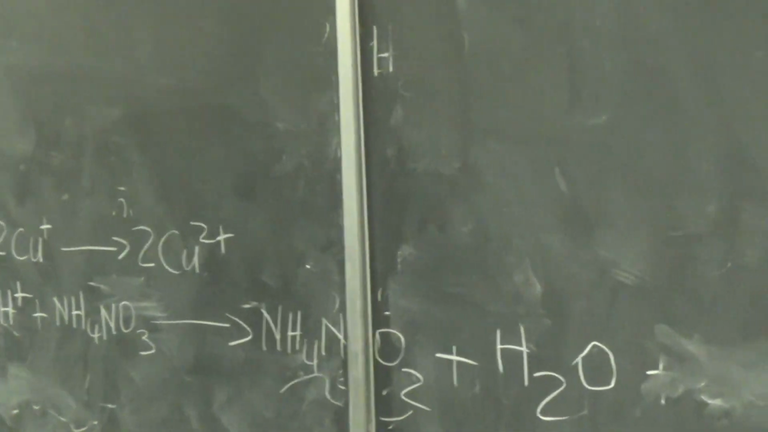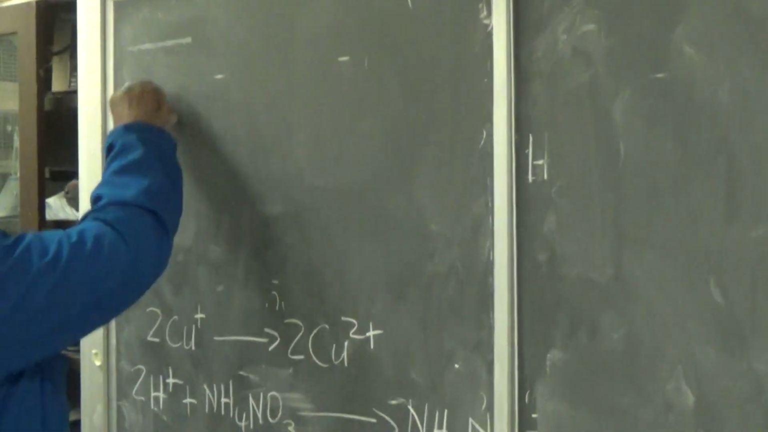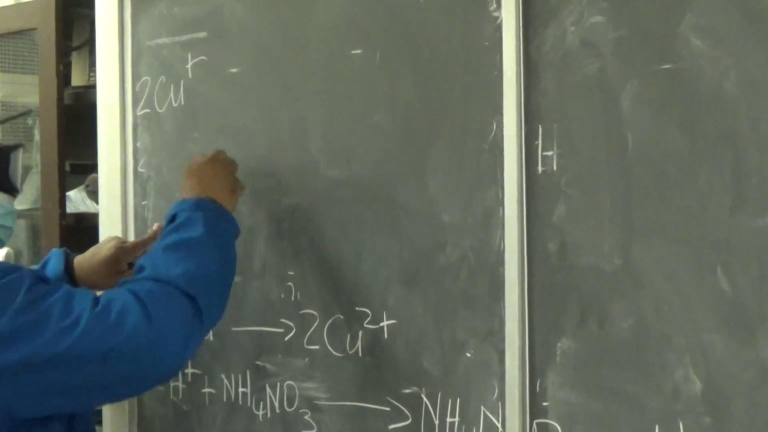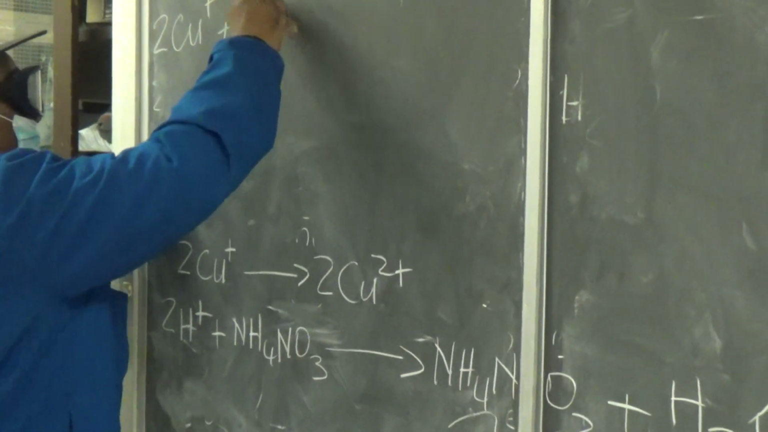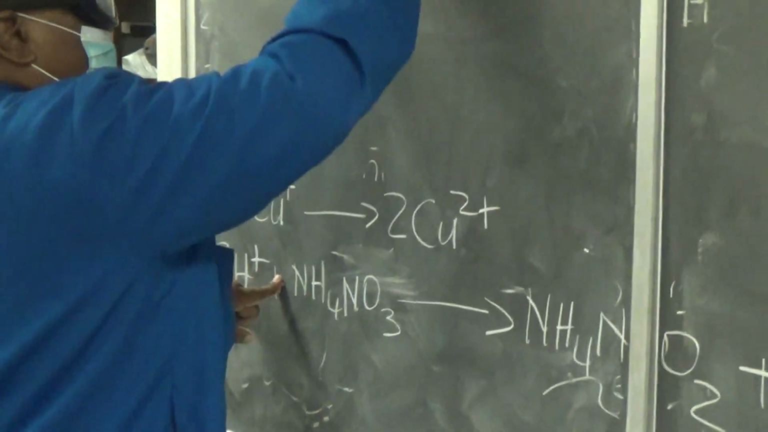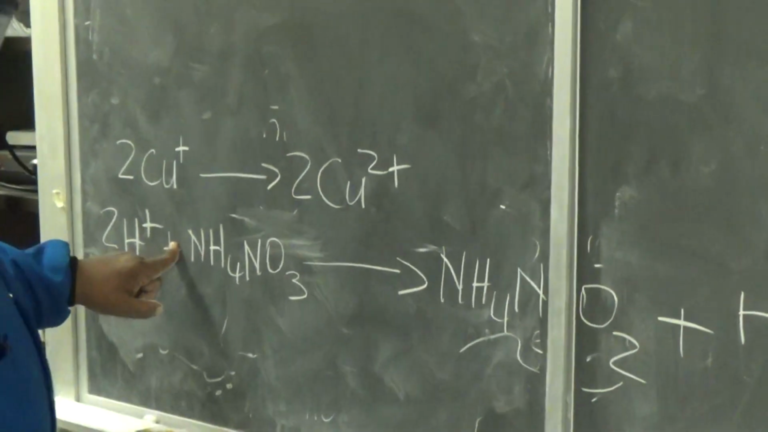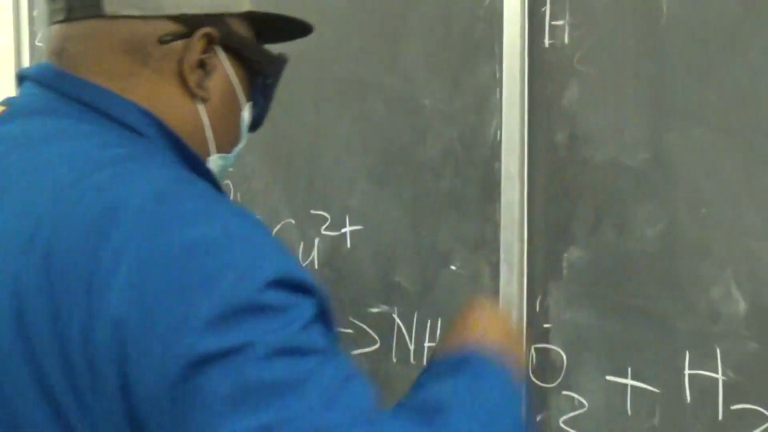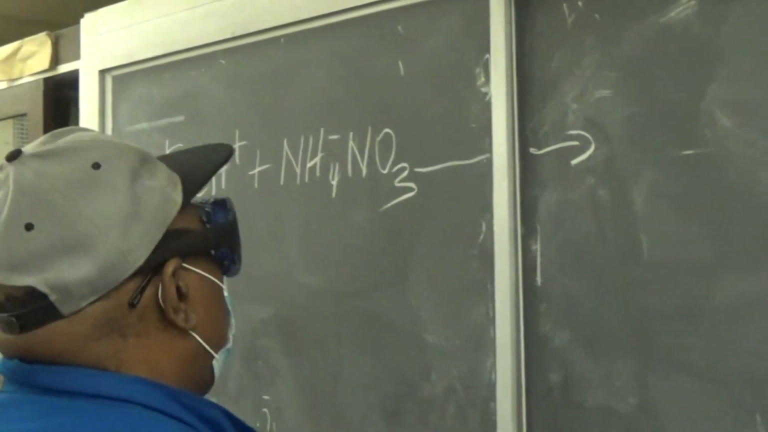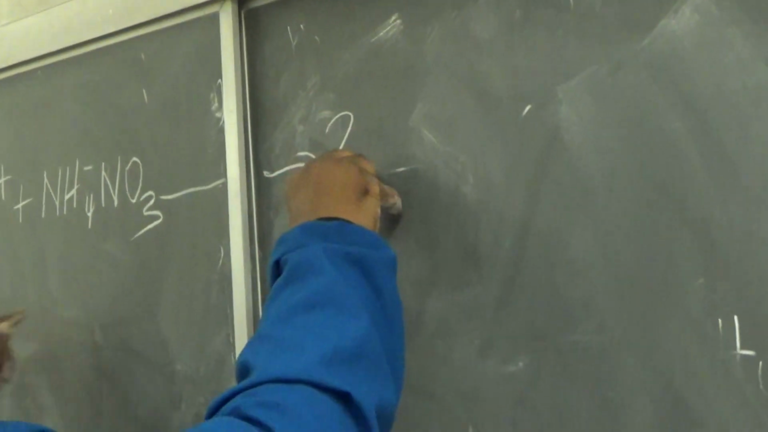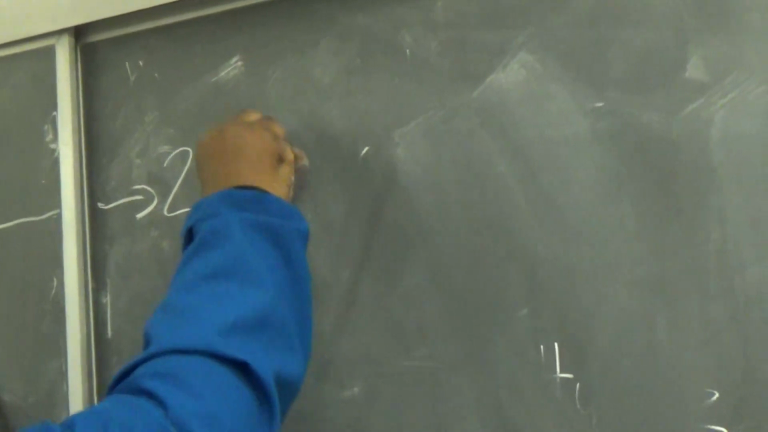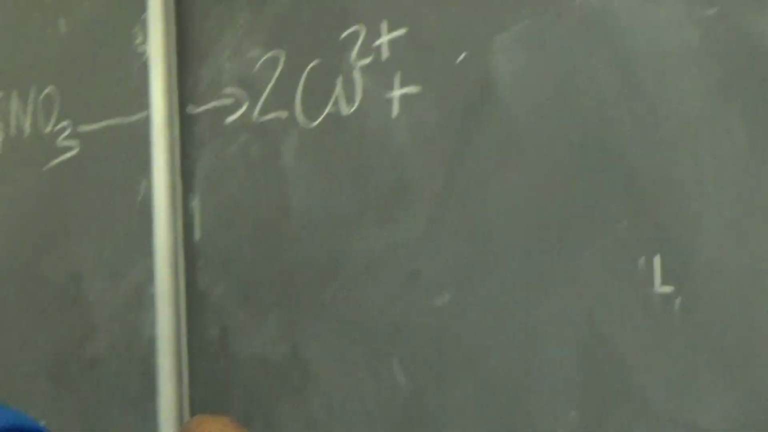So you have 2 copper 2 plus, plus 2H plus, plus NH4 NO3, and then that one big arrow. Yeah, clean up and erase all this stuff. Okay. Alright. So we have all the left stuff. 2 plus. Plus.